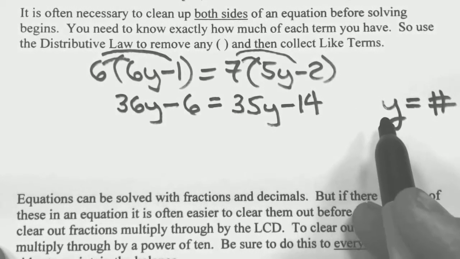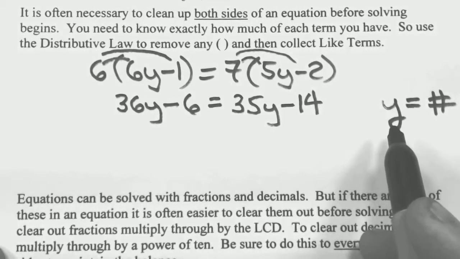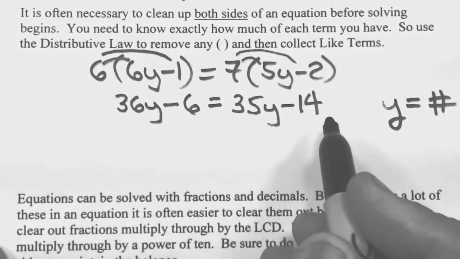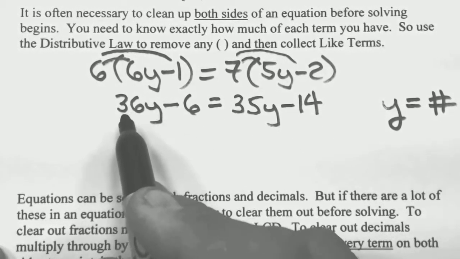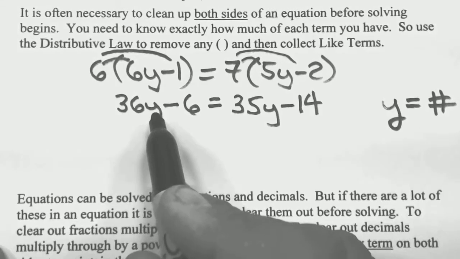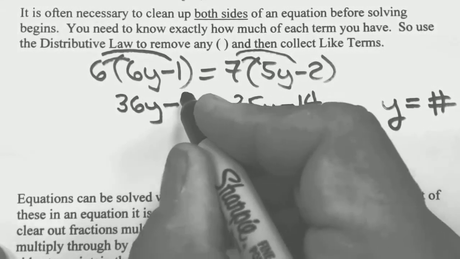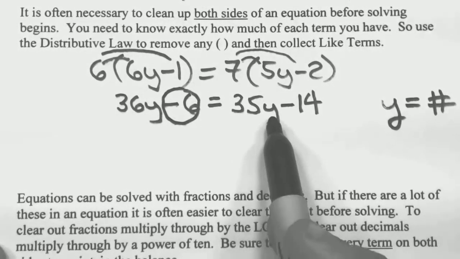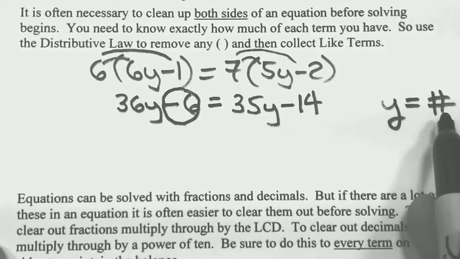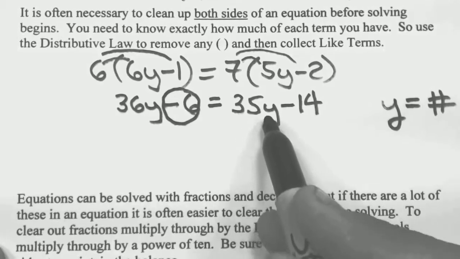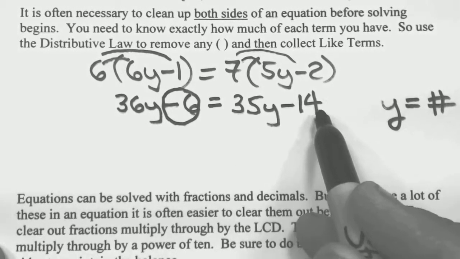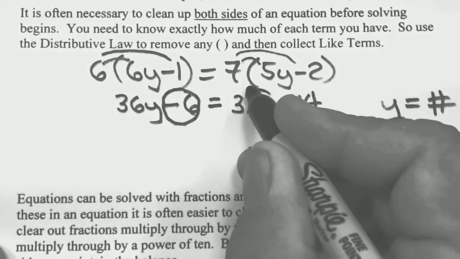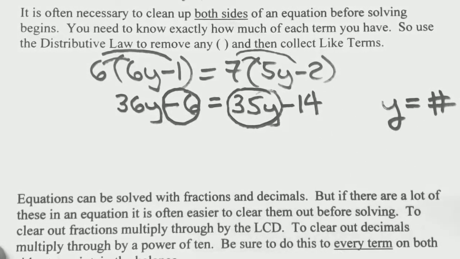So what I'm going to do is circle the guys that are on the wrong side. Let's look at the left first. Remember, I only want y's on the left. Well, 36y is okay. But you see this -6? It has to move, so I'm going to circle it. On the right side here, we only want numbers. Well, the -14 is a number. It's okay. But the 35y has to move.